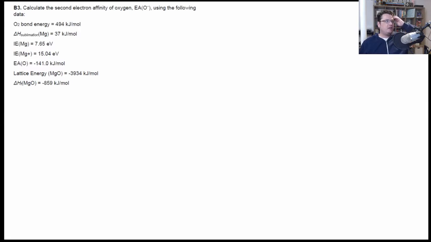For B3, we're just using the same exact approach. In this case, what we're trying to form is magnesium oxide, which starts off from solid magnesium and O2 gas. We do the exact same approach: we have to get everything into the gas phase. Magnesium is a solid, so we have to include the sublimation to form magnesium gas.